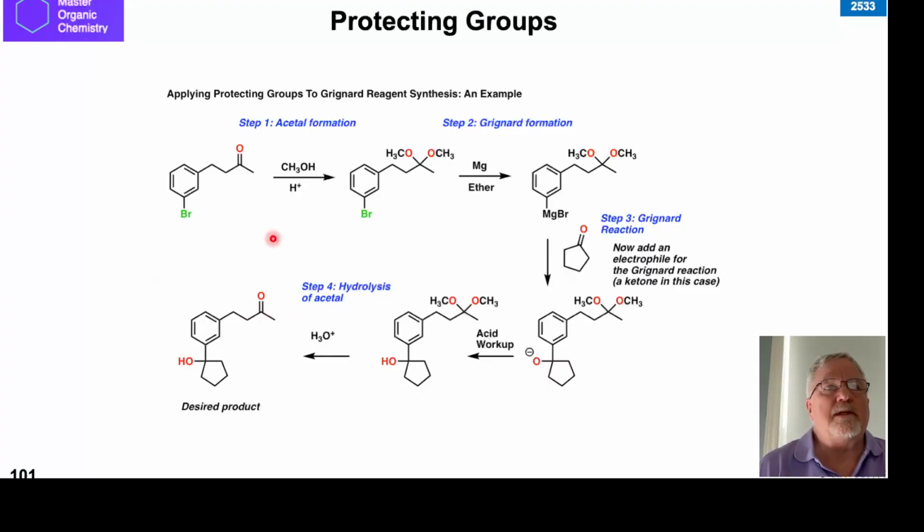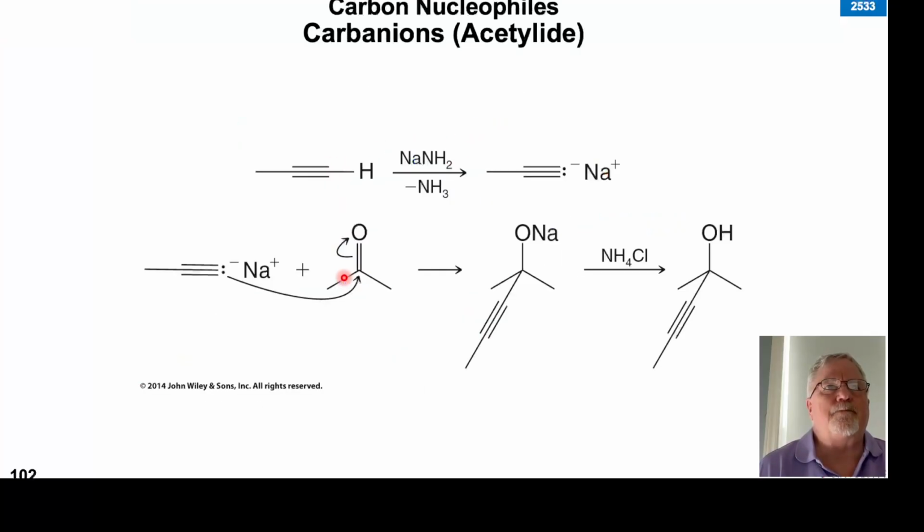So don't forget about protecting. You learned about how to protect OH groups in alcohols last semester. Now we have a way of protecting carbonyl groups. More often than not, we will use ethylene glycol. We talked about that earlier. Instead of making this kind of acetal, we would make a cyclic acetal, which are a little bit more stable than these types of acetals. So really, we would use ethylene glycol, not ethanol.